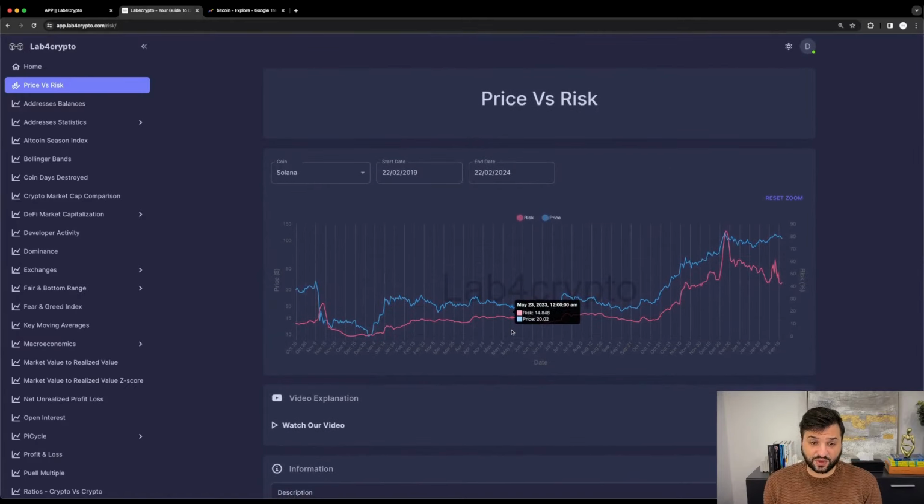But let's see the most recent one, which was Solana. The Solana crash was because of the FTX fiasco. FTX was a major holder of Solana.